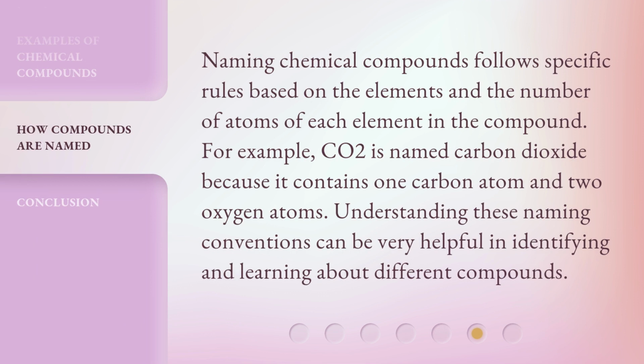Naming chemical compounds follows specific rules based on the elements and the number of atoms of each element in the compound. For example, CO2 is named carbon dioxide because it contains one carbon atom and two oxygen atoms. Understanding these naming conventions can be very helpful in identifying and learning about different compounds.